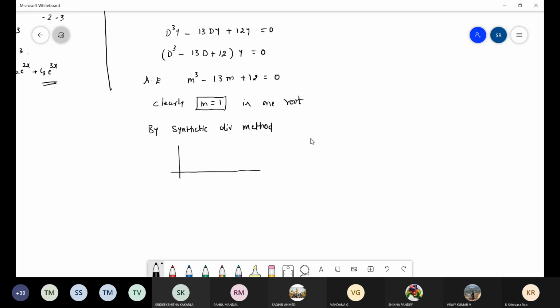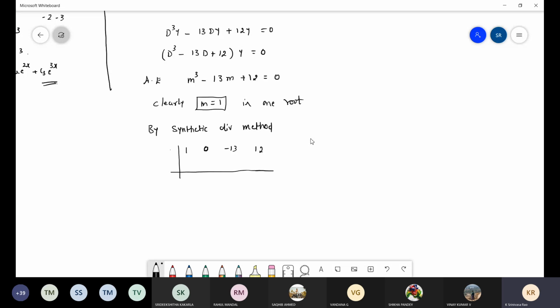1, 0, minus 13 and 12. 1, 0 you have to write, otherwise you won't get the answer because m square is absent. In place of m square you should write 0. Then minus 13 m and then constant. For a cubic equation you should compulsorily write 4 digits.